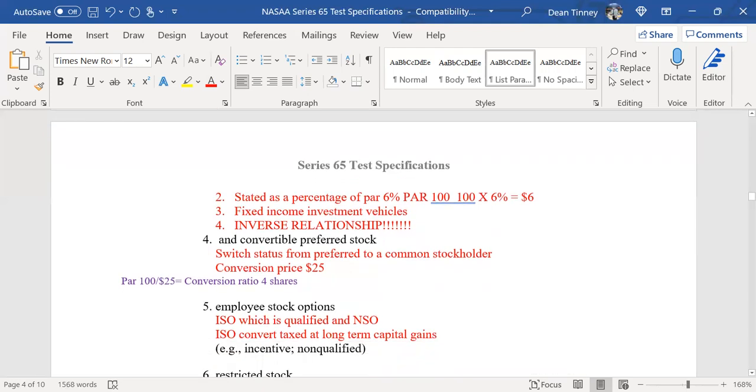And when you are getting an NSO, non-qualified, that's what it means, it doesn't qualify for the long-term capital gain treatment. The non-qualified stock option, when you convert, or another way to say that is exercise. You exercise. I mean, that's even actually better test terminology. Exercise. It will be taxed at ordinary income rates.